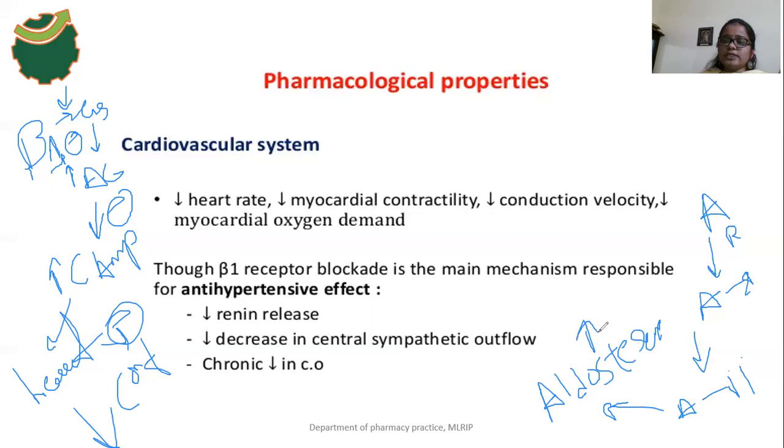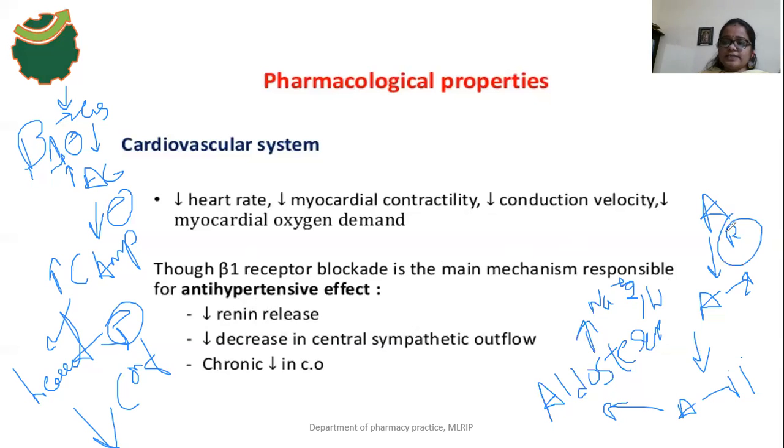Aldosterone stimulates the reabsorption of more sodium and water. Okay, it stimulates the reabsorption of what? Sodium and water. Means what will happen? The blood volume increases. It may lead to what? Blood pressure increases, the high BP. Okay, so here our antihypertensive drug propranolol inhibits the release of renin.